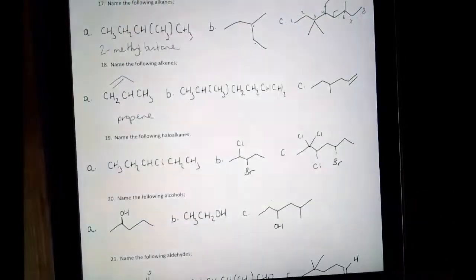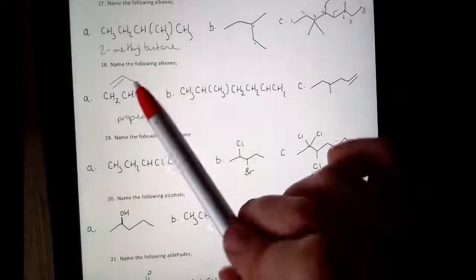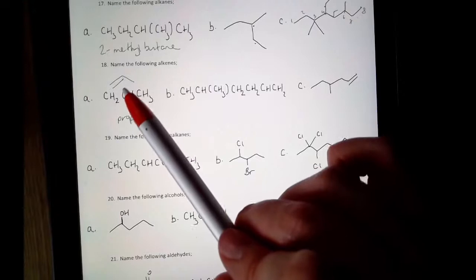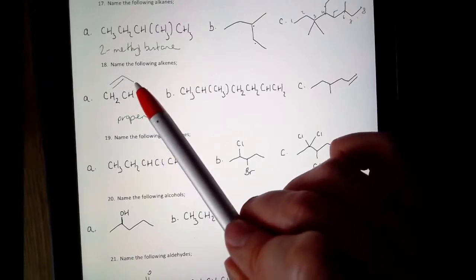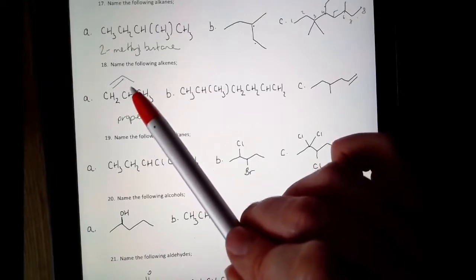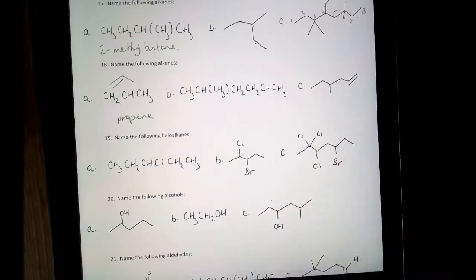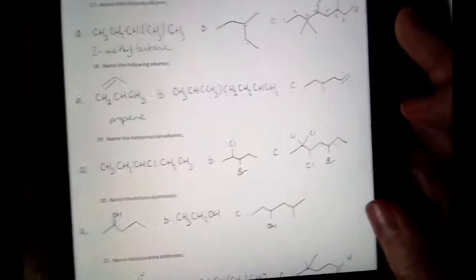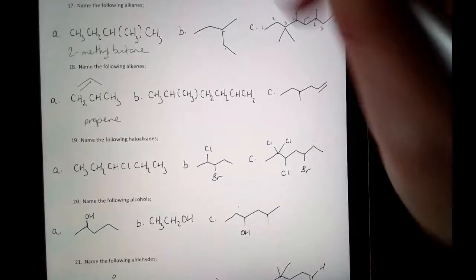Because it's an alkene, it's going to be propene. Now, if you call this prop-1-ene, that is fine. But if I move the double bond to the other side, it would still be prop-1-ene, so the 1 is not strictly necessary. However, if you said prop-1-ene, that is fine. If I look here at the next one, again, I'm going to draw this out for myself.